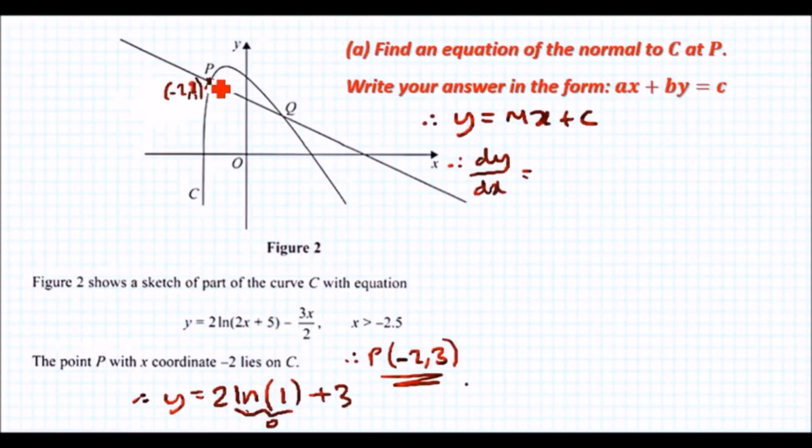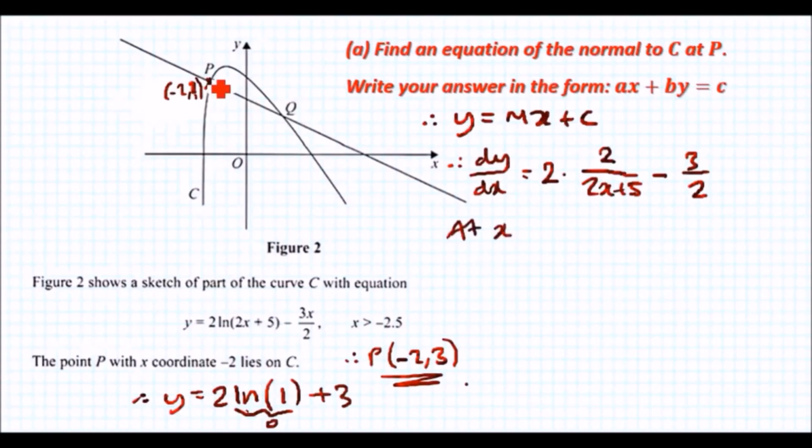To differentiate the log function, let's write the 2 first, the constant. Differentiate the log function: you differentiate the inside and divide it by itself. So the derivative of 2x plus 5 is just 2, and then you divide it by 2x plus 5. That's literally all you do. Next, minus, and the derivative of 3x over 2 is just 3 over 2.